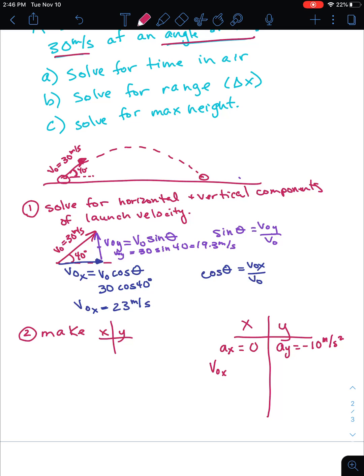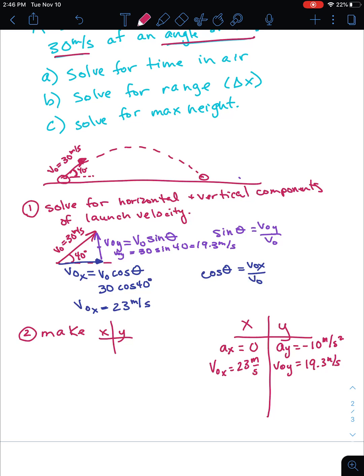Then I've already solved for my starting velocity in the x of 23 meters per second. And I've solved for my starting velocity in the y direction, which was 19.3 meters per second. And it seems like the only information I know is those things, and I need to have 3 pieces of information to solve for my fourth, which would be anything that I'd want to know.